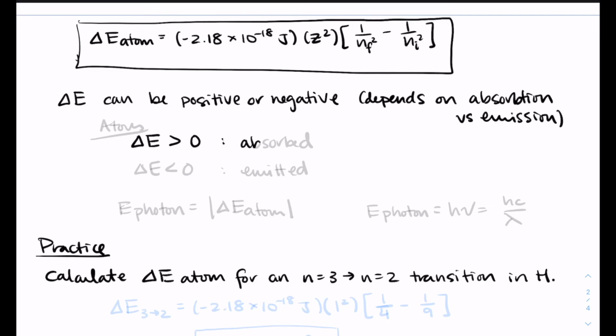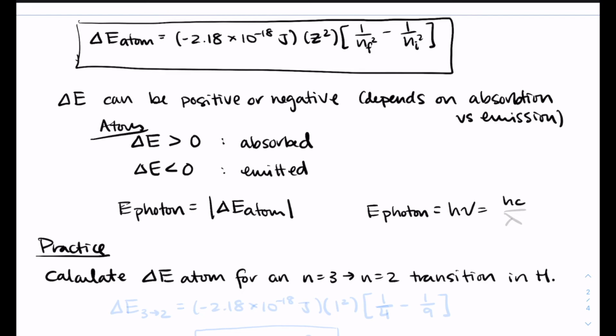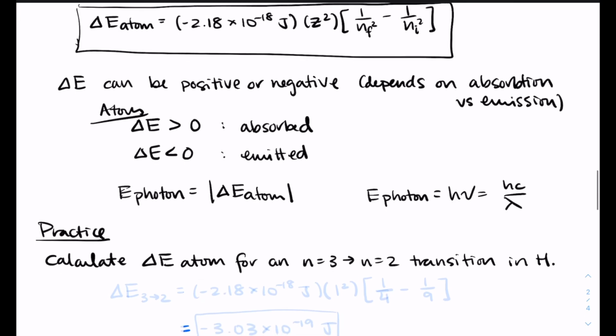Now, the energy of the photon that is absorbed or emitted will be the absolute value of the energy change of the atom. So the energy of a photon is always positive. It cannot be negative. If it's negative, you're going to start to get things like negative wavelength, negative frequency, and those values don't make sense to be negative values. So the photon is always positive. The delta E for the atom depends on whether it's emission or absorption. And then we already know how to calculate things like wavelength and frequency from energy of a photon.